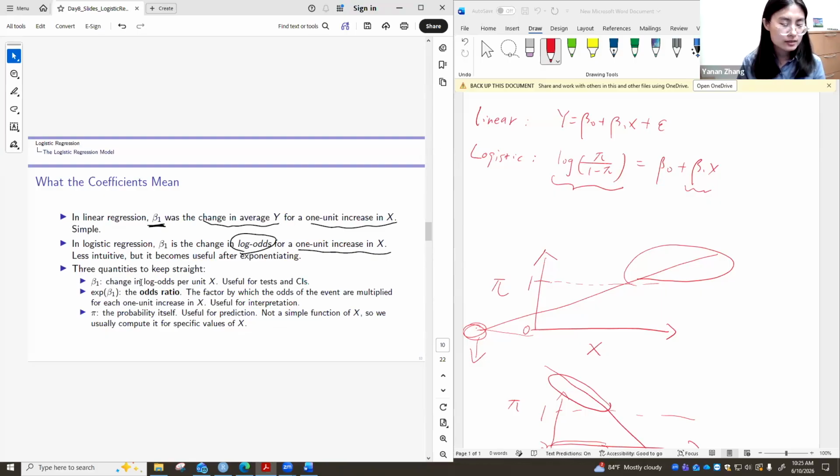The log odds scale is very helpful if we use it for a hypothesis test and a confidence interval. And the exponential of beta 1, which is on the odds ratio scale, is better for normal interpretation, while the probability scale is better for prediction.